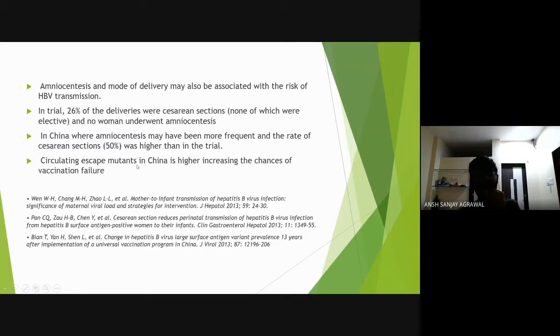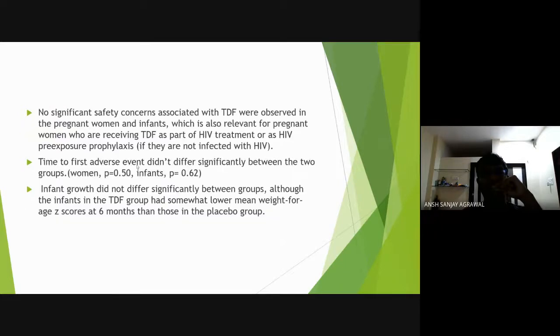In this trial, 26% of deliveries were cesarean sections, none of which were elective, and no women underwent amniocentesis. Contrast that to the trial in China, where amniocentesis may have been more frequent, and the rate of cesarean sections, which was 50%, was higher than in this trial. Also, circulating escape mutants in China are higher, which increases the chance of vaccination failure. So these are some of the reasons that the authors have given for why possibly the China trials showed higher infection rates, as well as a statistically significant difference between the TDF and placebo groups.